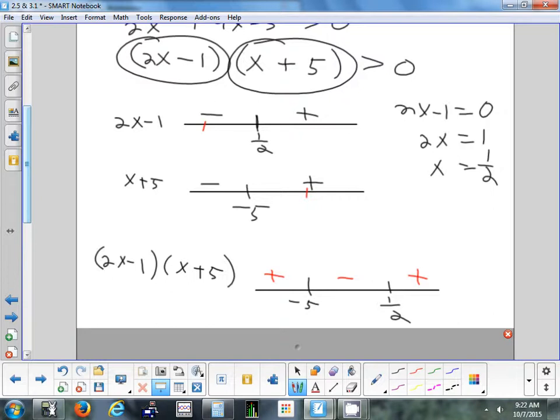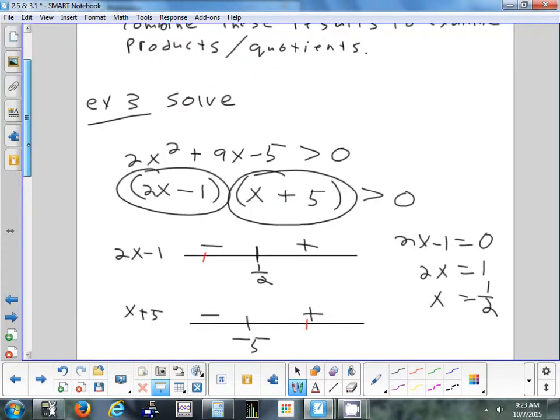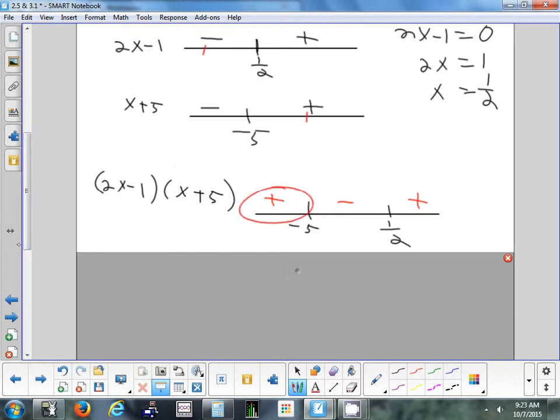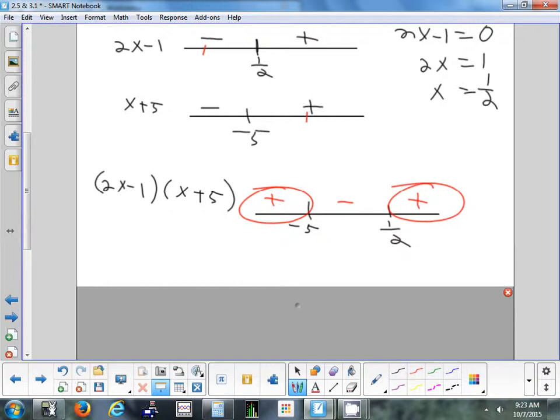Okay, one thing that always happens in the final answer, these regions always alternate. So really, once you find the first one, as long as you found it correctly, just alternate positive, negative, all the way down. And now this is going to tell us our final answer. They want to know where we are greater than 0. What's going to happen there and there. In here, in the middle, it's not going to happen. You're going to get negative numbers. That's not greater than 0.